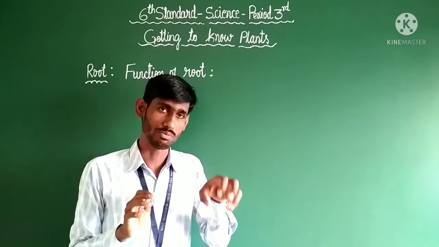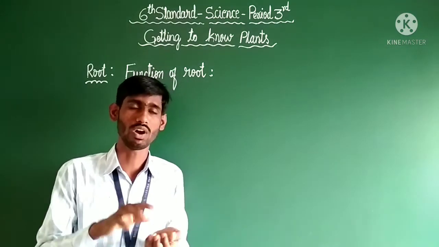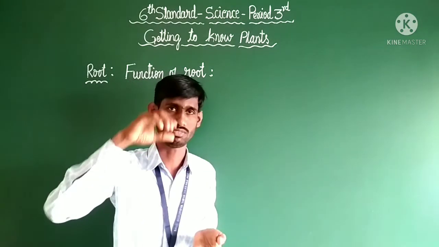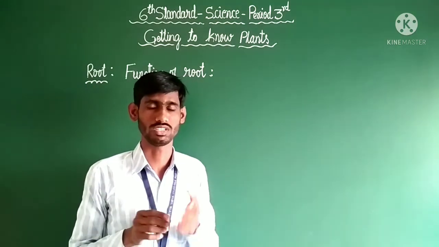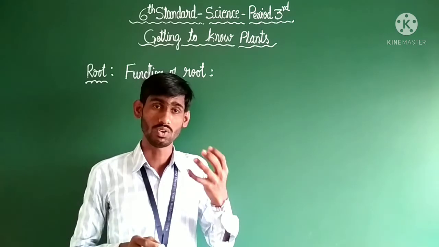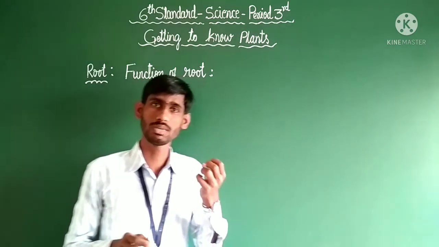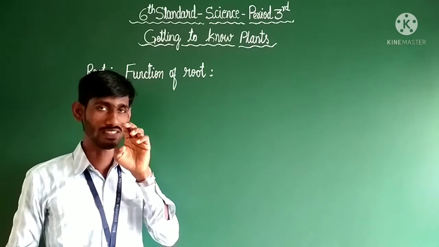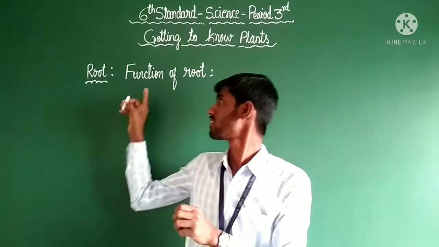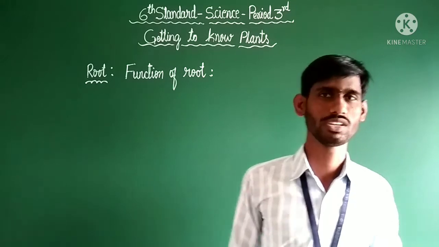Okay, the root absorbs the water and minerals. Finally, water and minerals are absorbed by all parts of the plant body. It grows very well. This is the second function. The third function is the root helps to hold the plant properly. Clear? This is the third important function. Okay, dear children? Yes.